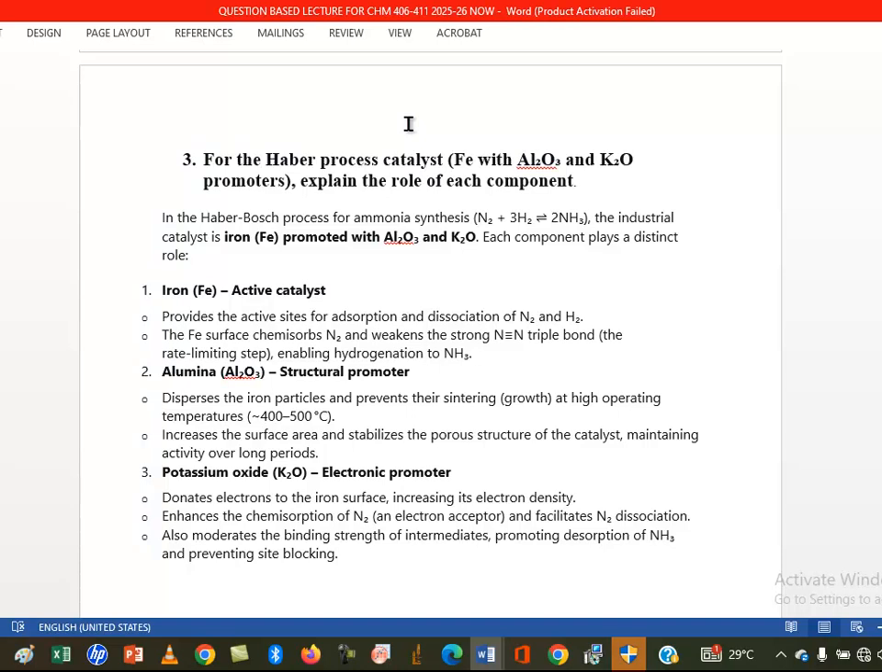So next, it just ensures that the iron particles are properly dispersed, so that they don't clump together and form something else at high temperature, which is possible for iron particles. Now, potassium oxide is an electronic promoter. So it donates electrons to the iron surface, increasing its electron density. Simple. That's all I need for this.